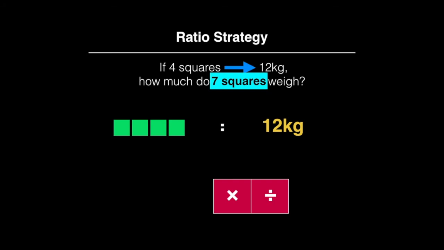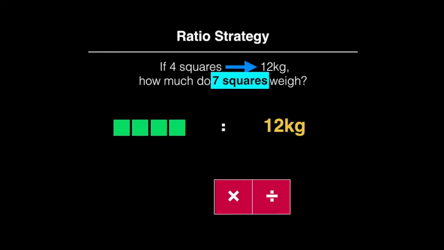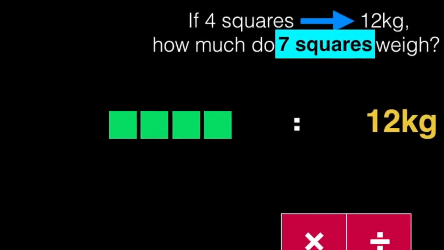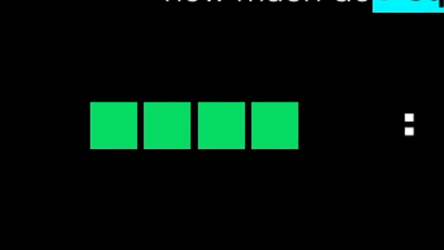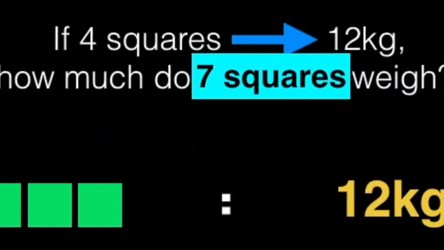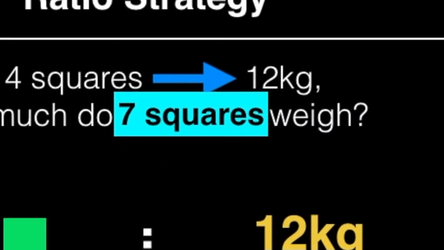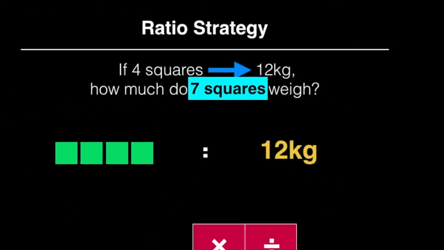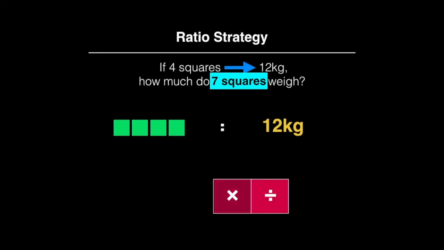With the knowledge of these tactics, we now have everything required to solve the problem. We can choose to scale either the number of squares or the equivalent weight measurement to 1. The subject of the question is the number of squares, which we must scale to the target amount, 7. Our initial focus is to scale the amount of squares down to 1.